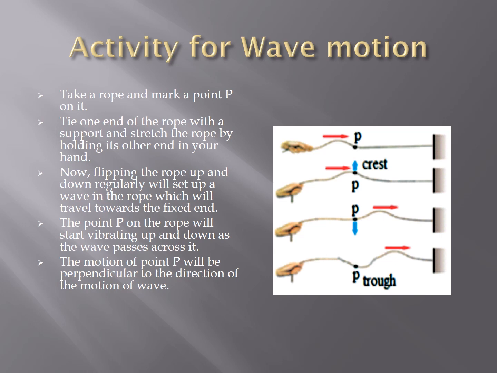Now you will see that a wave will generate in the rope which will travel towards the fixed end. The point P, as you can see on the rope, will start vibrating up and down as the wave passes across it. As it is clear from the figure, the motion of the point P will be perpendicular to the direction of the motion of the wave. So that is why it justifies the wave motion.